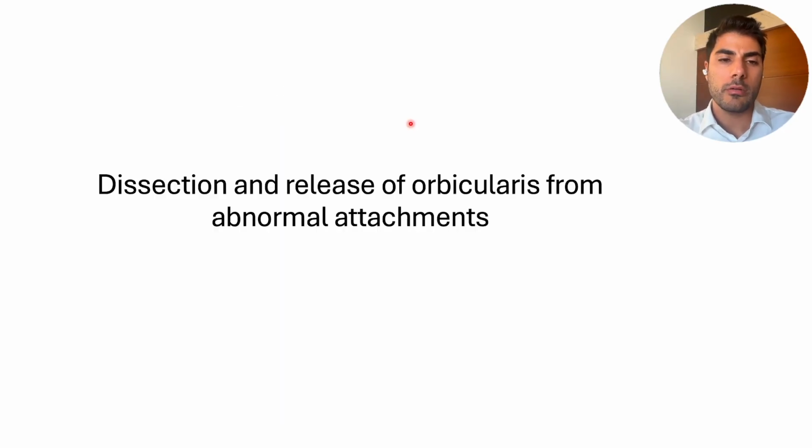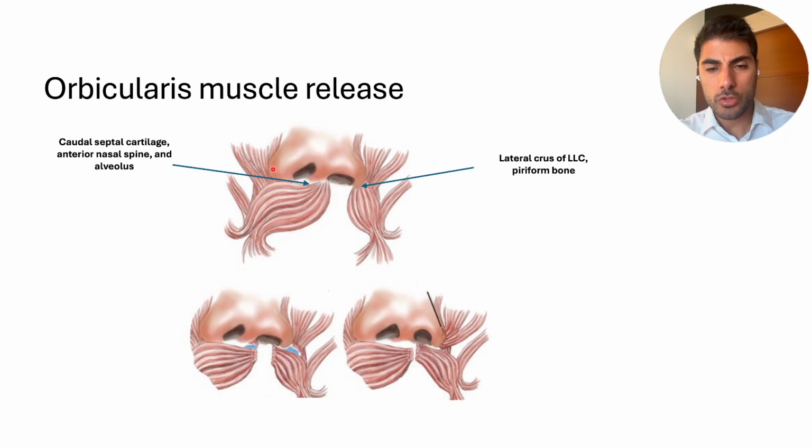So now let's shift to the dissection and the release of orbicularis from the abnormal attachments. So we did our incisions with whatever technique we chose, and now we should free the abnormal attachments of the orbicularis. So just a small reminder, the medial abnormal attachment of the orbicularis oris is on the caudal nasal septum cartilage, and it's on the anterior nasal spine, so the bone that we will see.